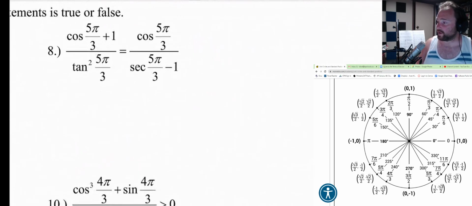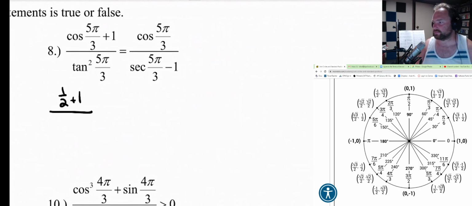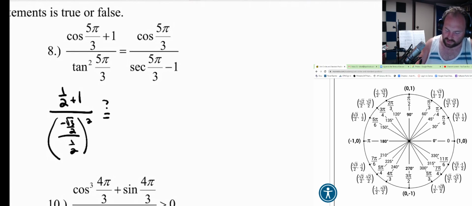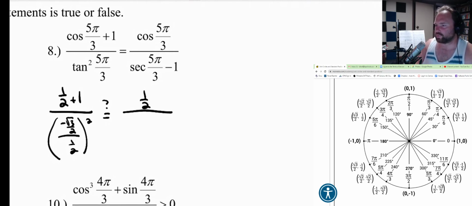So the cosine of 5 pi over 3 is 1/2. 1/2 plus 1 on the top of that fraction. The tangent squared of 5 pi over 3, well, again, we might see the same patterns happening over again. This is the negative root 3 over 2 divided by 1/2. Of course, that's being squared. And we are seeing if this is equal to the cosine of 5 pi over 3, which is just 1/2 on its own, over the secant of 5 pi over 3 minus 1. And the secant would be the reciprocal of the cosine. Since the cosine is 1/2, the secant is going to be 2. This is 2 minus 1.